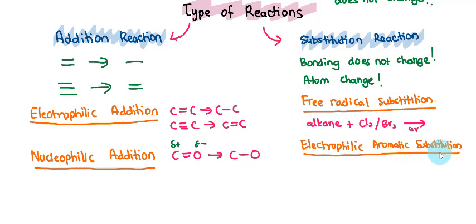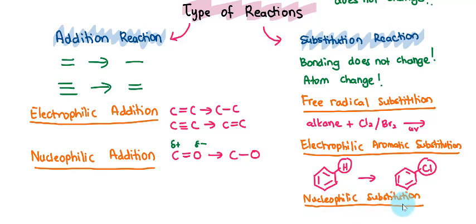The second one is electrophilic aromatic substitution. For the electrophilic aromatic substitution, it will occur on the benzene ring. On the benzene ring, each carbon actually has one hydrogen atom. So we will substitute one of the hydrogen atoms on the benzene ring with other atoms or compounds. For example, here we have one hydrogen, and then for the product we substitute it with chlorine. So make sure the reaction occurs on the benzene ring.